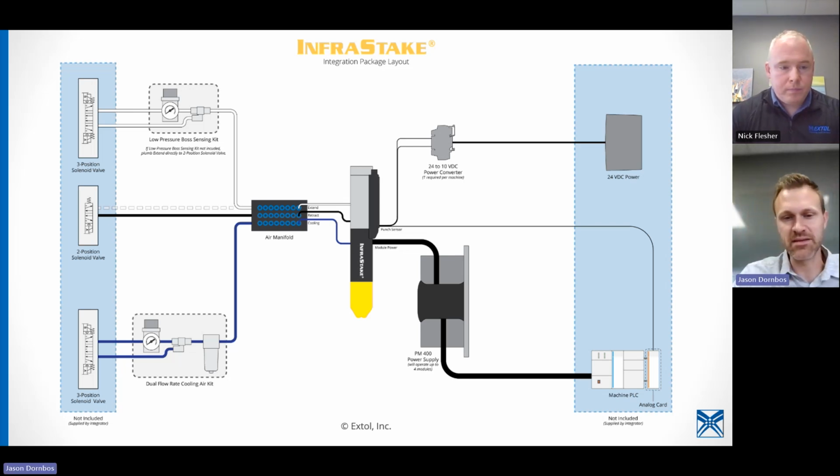On the right-hand side, we've got the machine PLC, and we've got a 24 volt power going into the module. The machine PLC communicates with the PM400 power supply that Xtel provides, and that is what powers the modules and controls that. And then there's a power converter that is going into the punch sensor, because on an InfraStake module, the punch sensor is measured throughout the cycle. So we can actually measure how high it is and where it is. Is it forming the boss all the way? Is it touching off on the top of the boss? We can measure all of those positions.